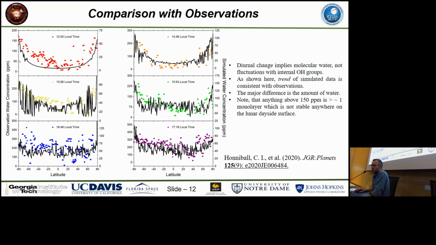And I think that these observations, in my opinion, are over predicting the amount of water, because 150 parts per million is about a monolayer of water, right? Which should not be stable at these temperatures. And so it makes more sense that they're either over predicting or that there are some very, very high binding sites on the regolith, which is also quite possible. That's not captured in my model.